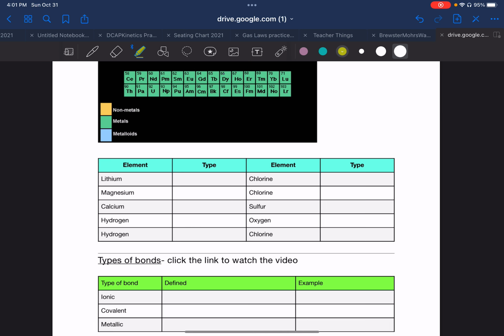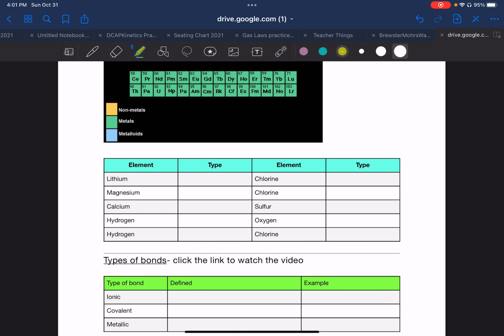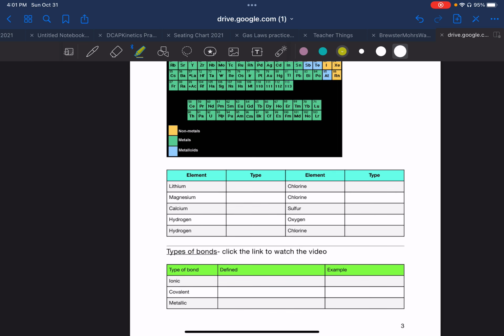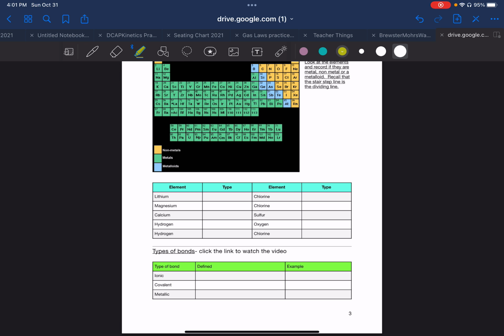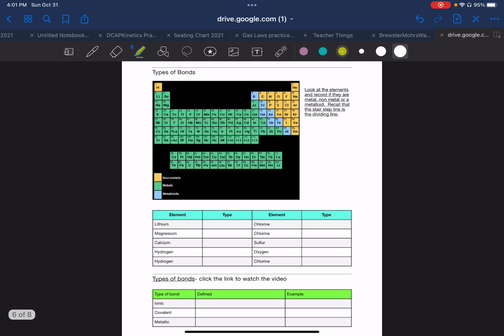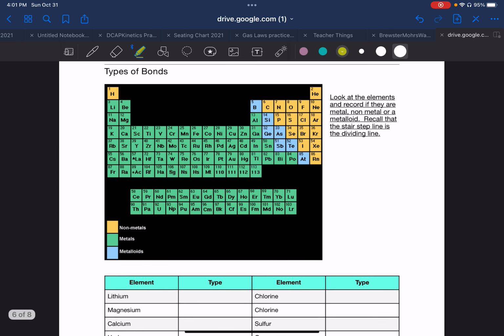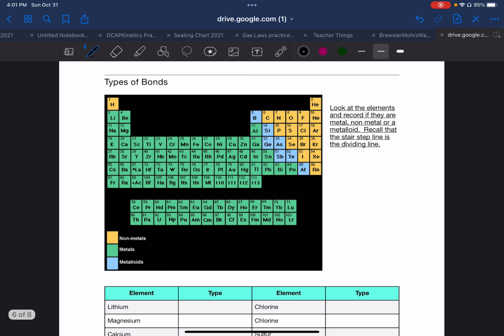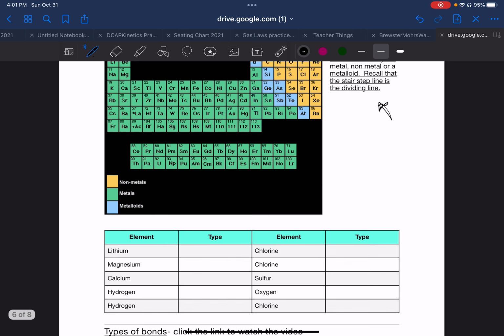Then we have types of bonds, because you've been working with stuff that's ionic and covalent, and so you've been looking at bonds without even realizing it. And so again, I have my periodic table. I have it marked with your metals and non-metals as well. There is a video again up here if you want to look at it.